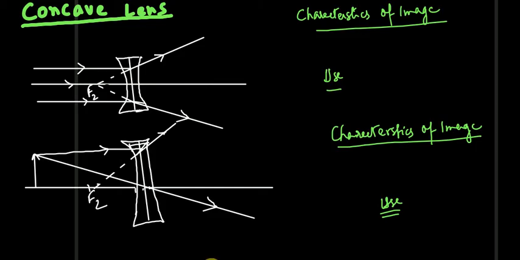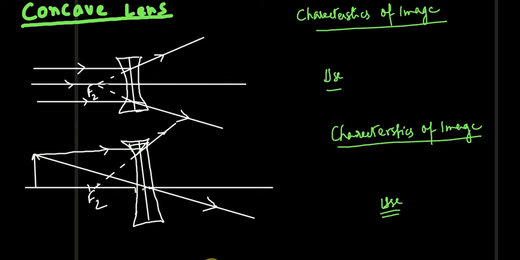Okay guys, now we will be studying about the concave lens. In concave lens, basically we have only two cases that we have to study. Remember, concave lens always produce virtual image. So there is no chance of any sort of real image in case of concave lens. So in concave lens there can be two cases.